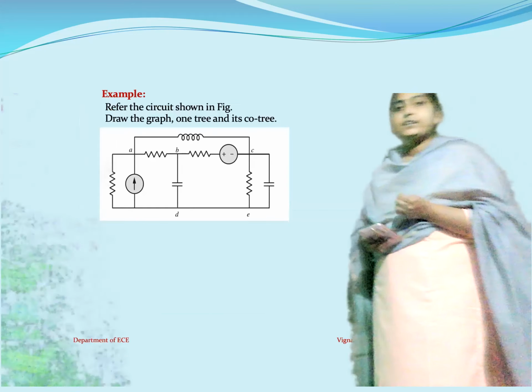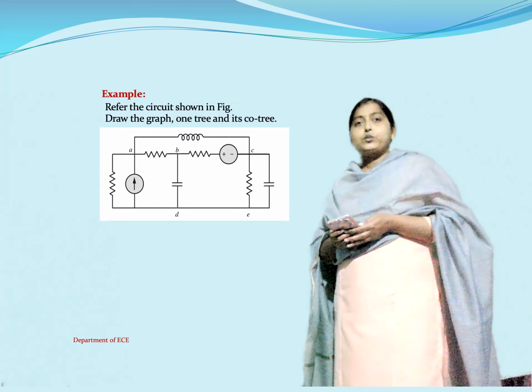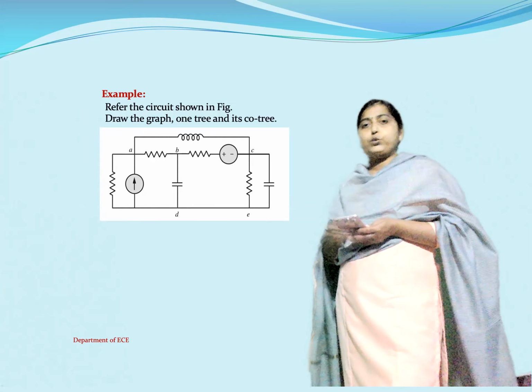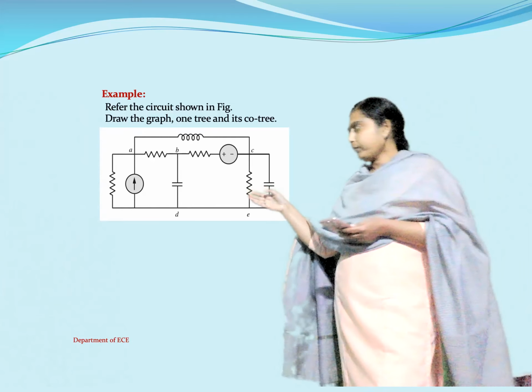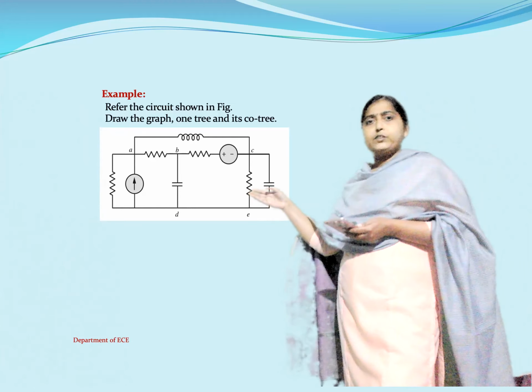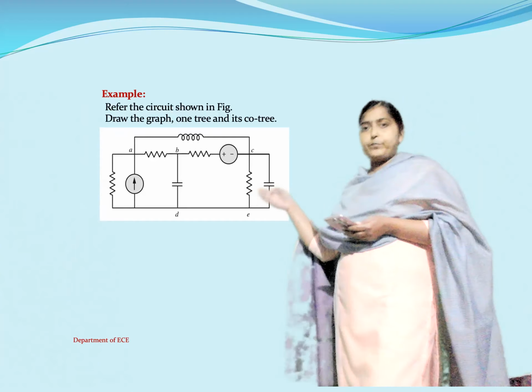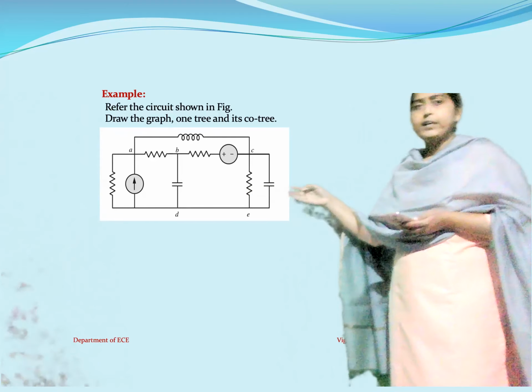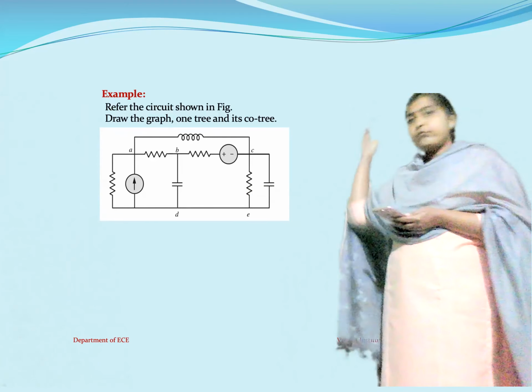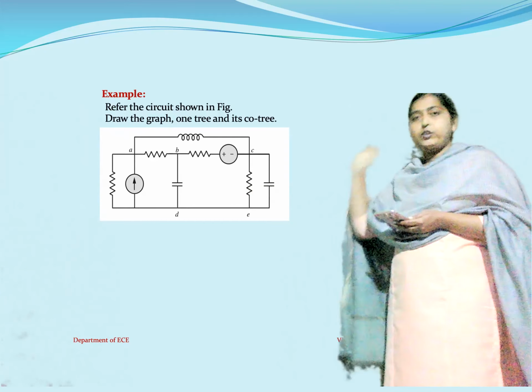Now let us consider another example here. So referring to the circuit which is shown in the below diagram, let us draw the graph, one tree and a co-tree. For this network graph, let us draw the graph, one tree and then one co-tree.